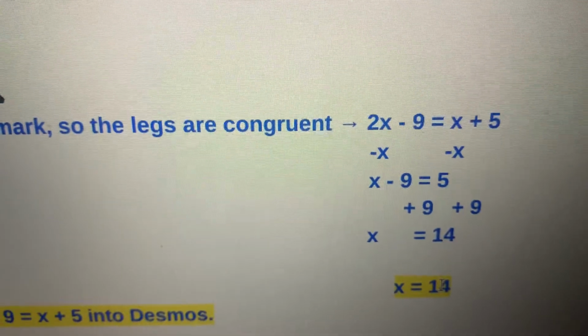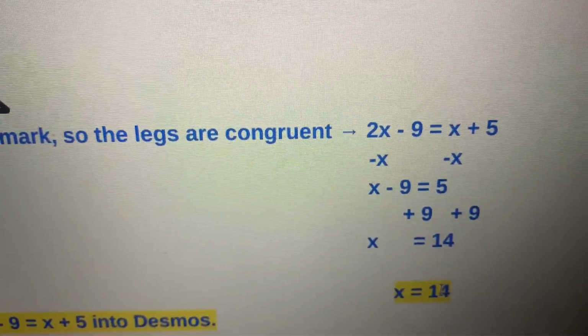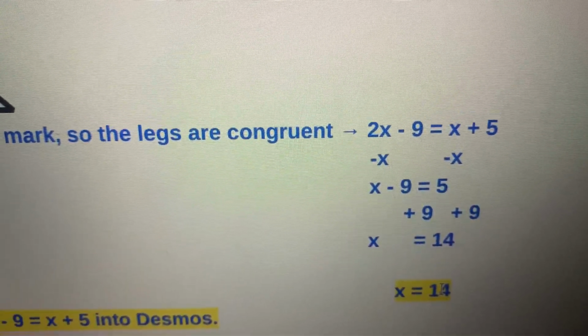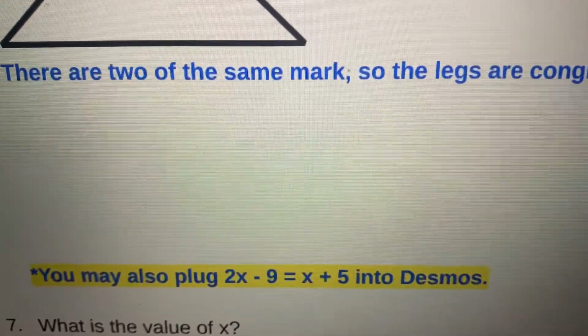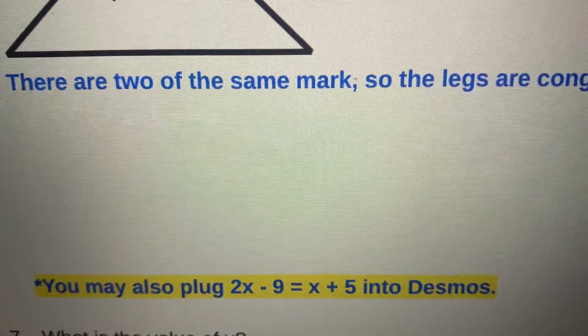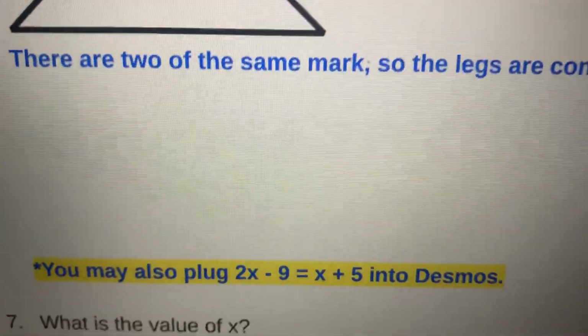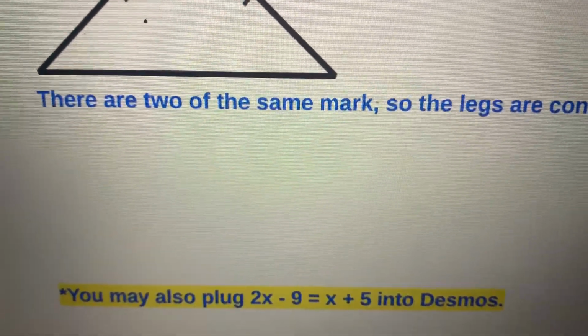Now, that was a lot of steps. That's algebra, so I know that was a long time ago for some of you. Some of you might struggle with that. So what you can do is once you have the equation set up, 2x minus 9 equals x plus 5, you can plug that into Desmos. So let me pull that up right now.